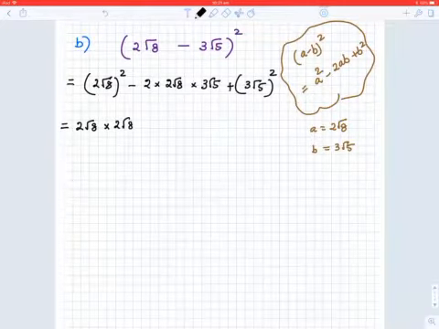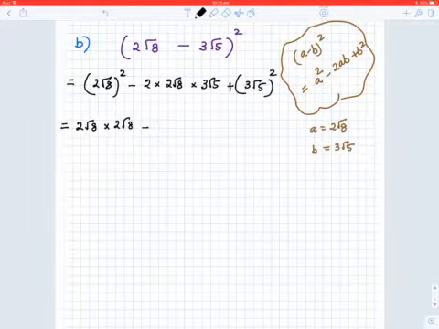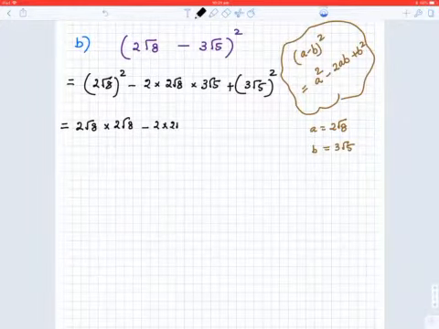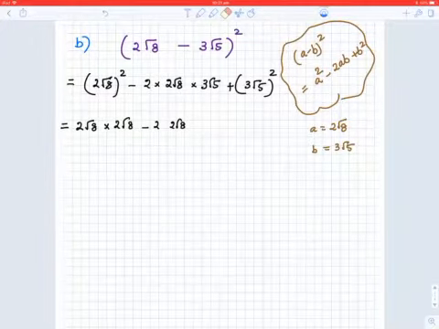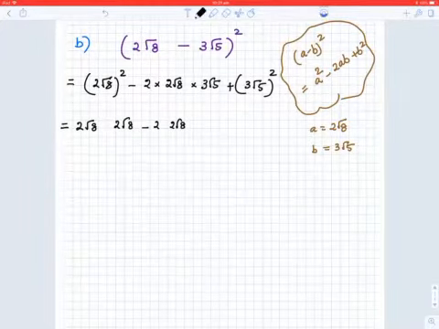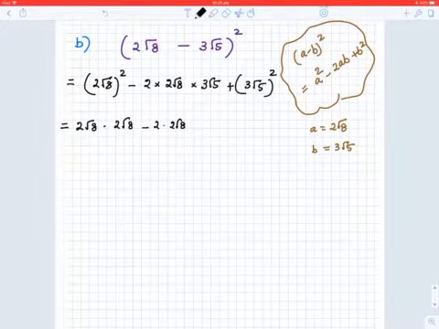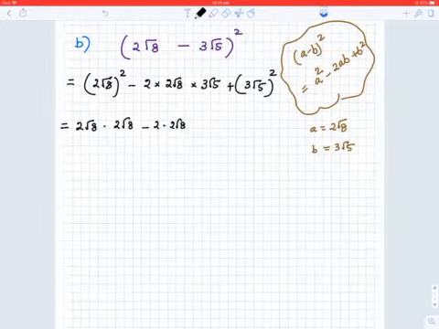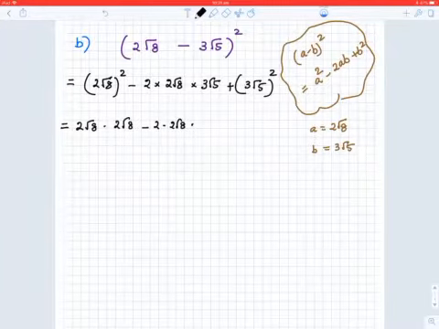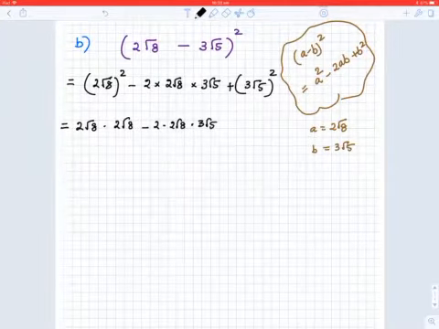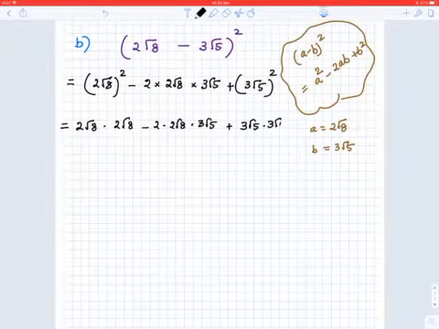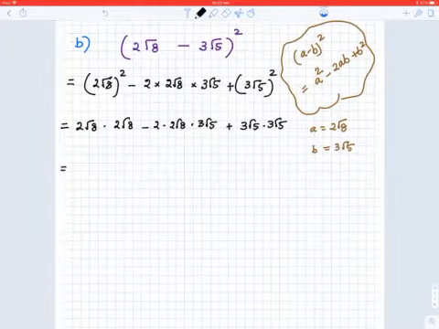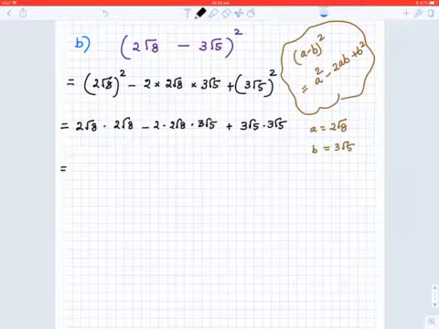So this becomes 2√8 times 2√8, minus 2 times 2√8. I'm going to put times as a dot, which makes our life a bit easier. I'm just going to use a dot for times. So this dot is not 2.2, this is times. Then dot, this means times 3√5, then plus 3√5 dot 3√5.